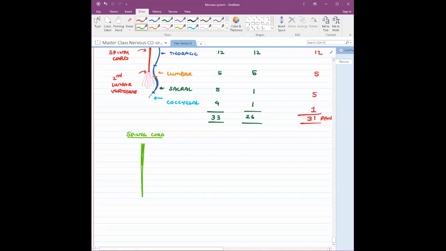Let's imagine. So we have the second lumbar. Guys, on this you are going to see two swellings. One swelling is going to be in the cervical region, and the other one in your lumbar region. So there are these two swellings.